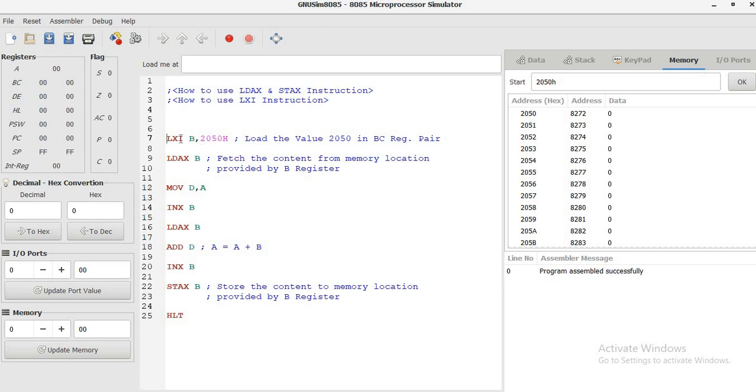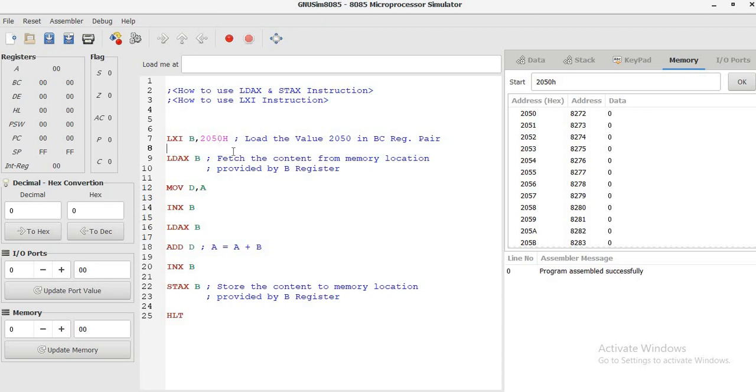The first line is LXI B, 2050H. Actually 2050 is the starting location of the memory from where you want to access the data. Whenever you write LXI B, 2050H, this content, that is 2050, will be stored in registers B and C. I am not saying the content available at memory location 2050H. I am saying 20 and 50 will be stored in registers B and C, where 50 will go to the C register and 20 will go to the B register.